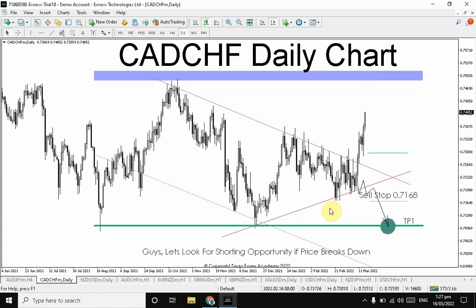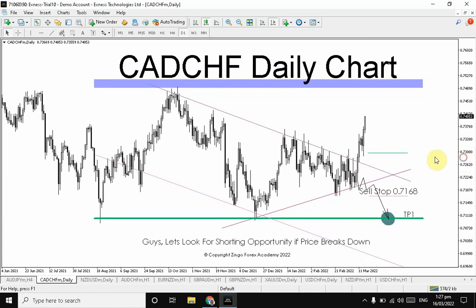So going forward, next time when we have this kind of beautiful setup, the strategy we are going to use is that we're going to put two pending orders, one above and one below. Whichever one hits first and goes into profit deeply, we'll close the order.